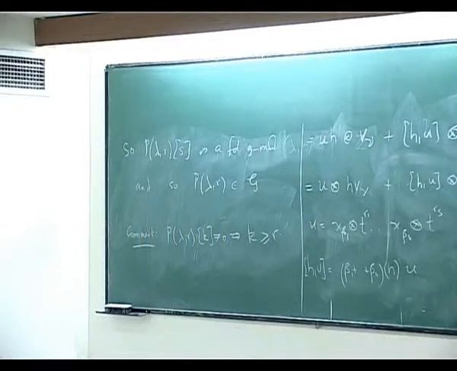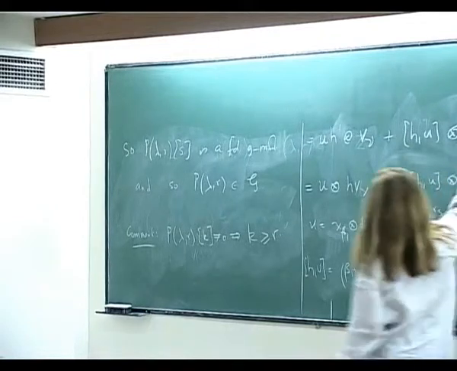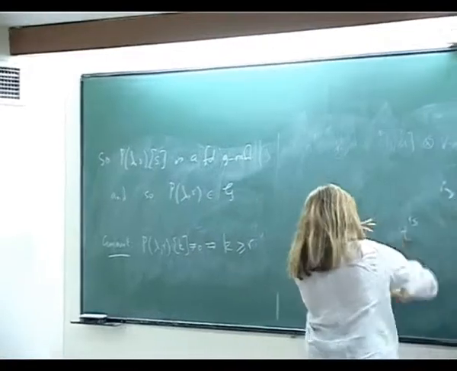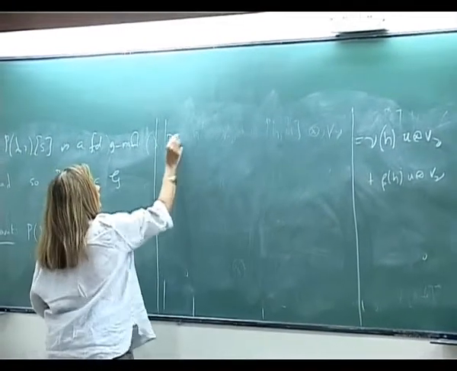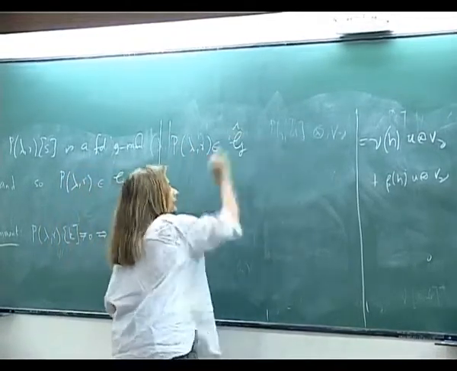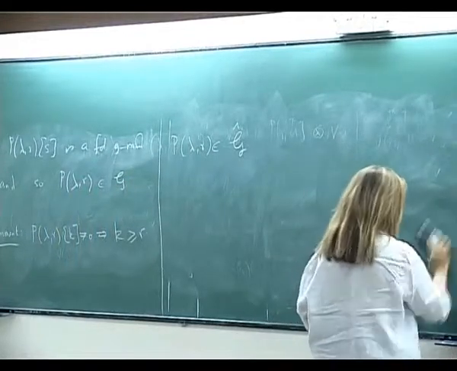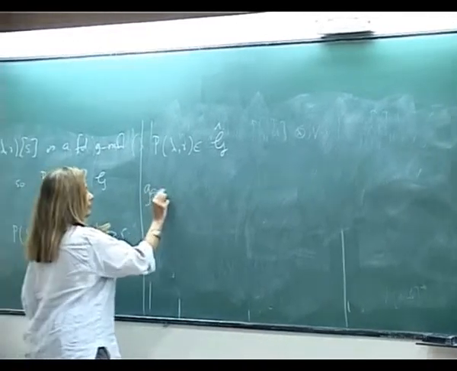Now I've proved that P lambda r is in my category, because I should really be writing objects over there. So now I want to give generators and relations for P lambda r.